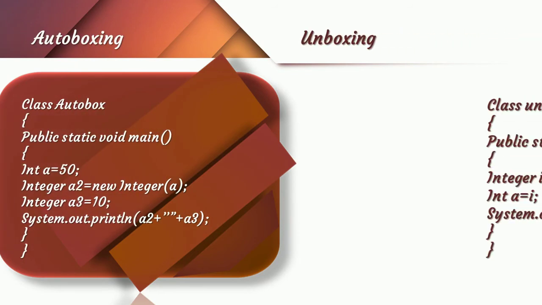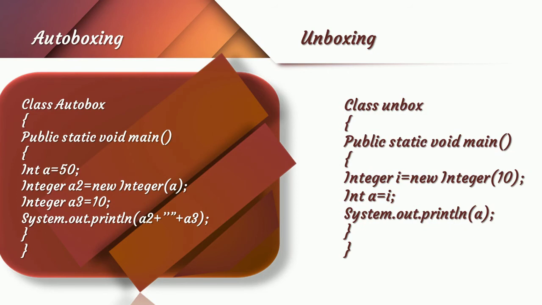We will see one simple program. Just look at what autoboxing is. Here I have simply initialized a value 50 to the int a, and again you are using a wrapper class here: Integer a2 = new Integer(a). So you are passing the primitive data type to the wrapper class, and you're printing it out, so you will get an output here, 50 10.